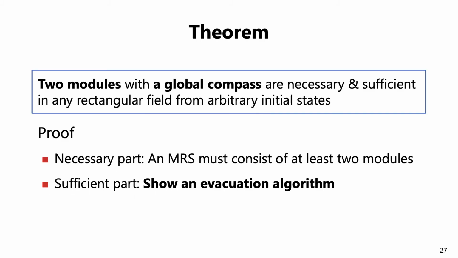This is our first theorem. For modules with a global compass, 2 modules are necessary and sufficient in any rectangular field from arbitrary initial states. The proof of this theorem is composed of the necessary part and the sufficient part. The necessary part can be proven by the fact that an MRS must consist of at least two modules, and for the sufficient part, we show an evacuation algorithm for that.